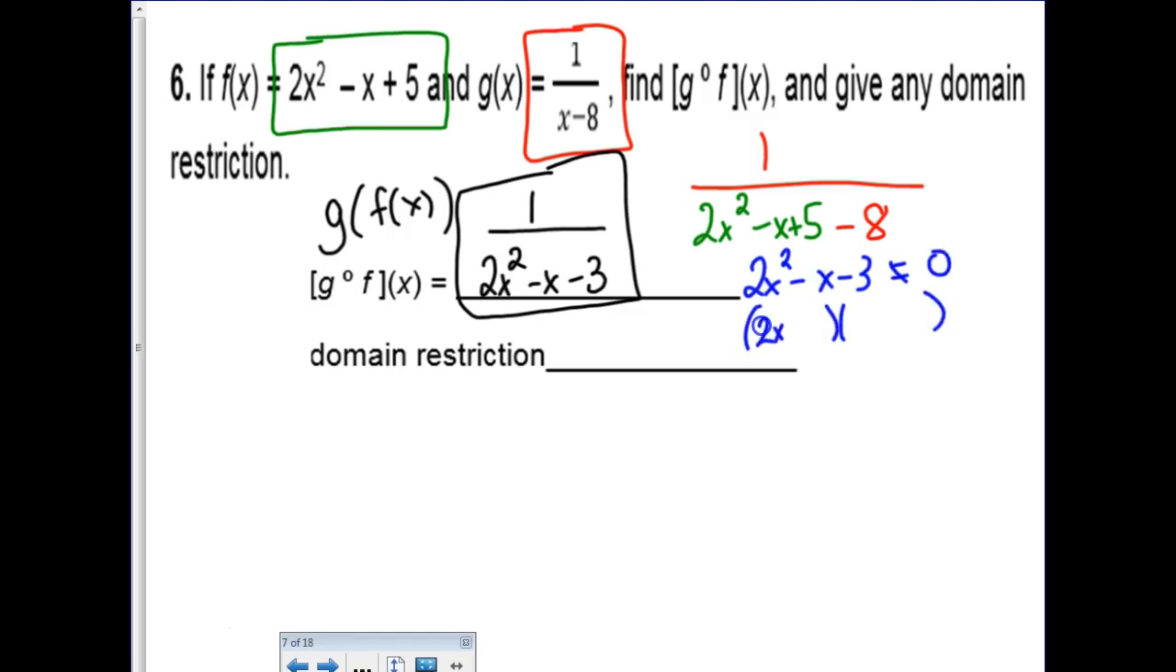So like 2x and x. Let's see, how about a minus 3 and a plus 1? Because that'll give you positive 2x and a minus 3x in the middle. Now remember, these factors can't be equal to 0 because those are domain restrictions. So this one here would say x can't be 3/2 when you solve it. And then this one here obviously would be x can't be -1.